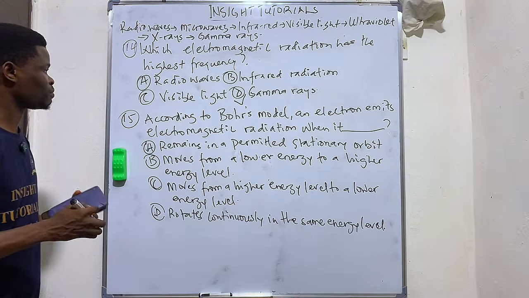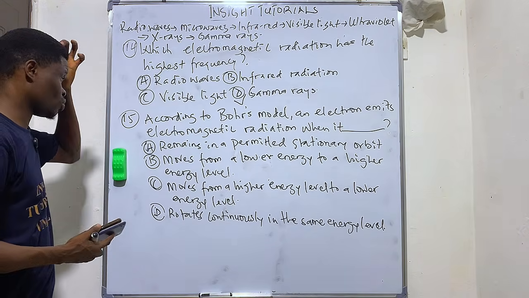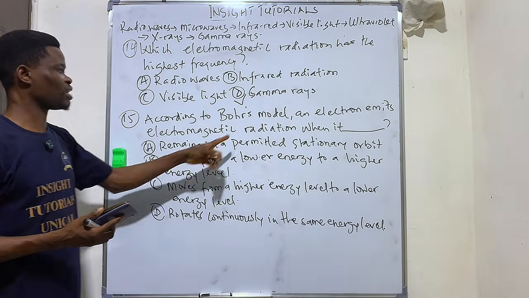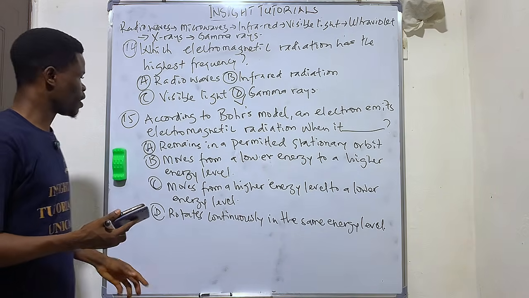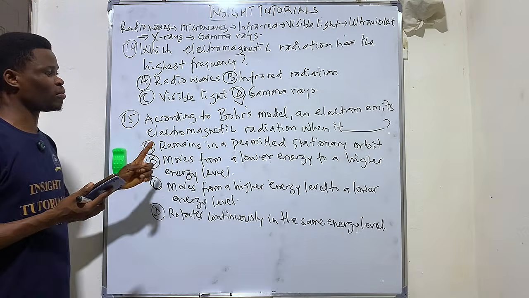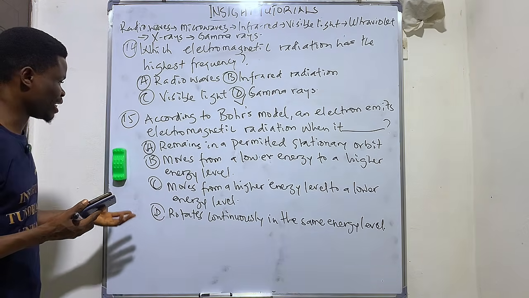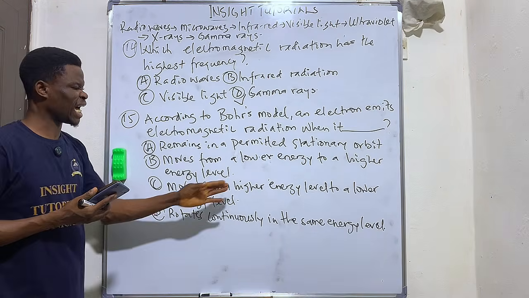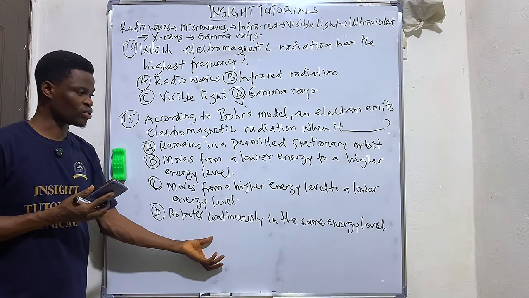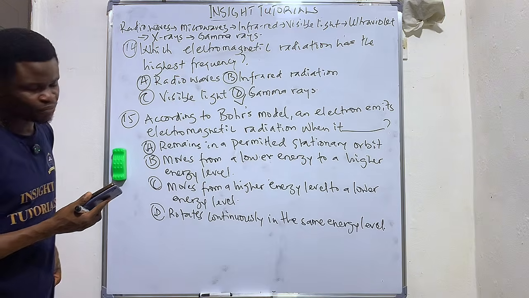Hope you've learned something. So the next question that we're going to look at is, according to Bohr's model, an electron emits electromagnetic radiation when it does what? The first option says remain in a permitted stationary orbit. Second one says move from a lower energy to a higher energy level. C says move from a higher energy level to a lower energy level, and D says rotate continuously in the same energy level.